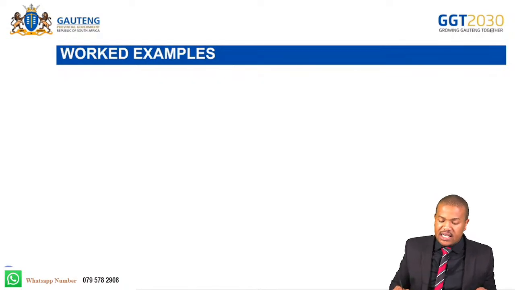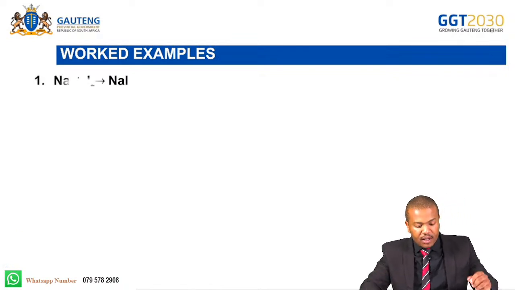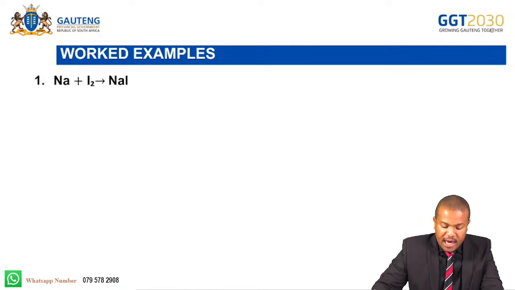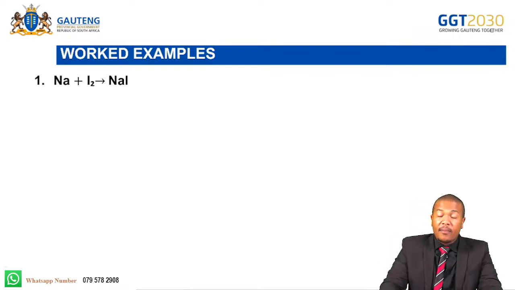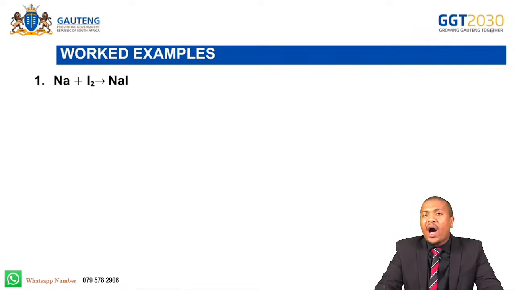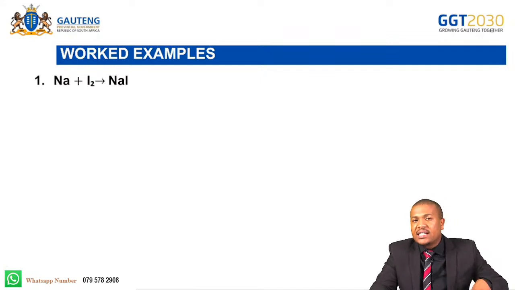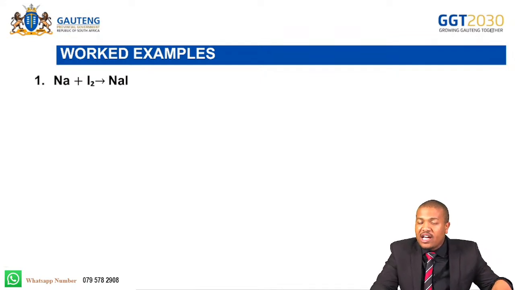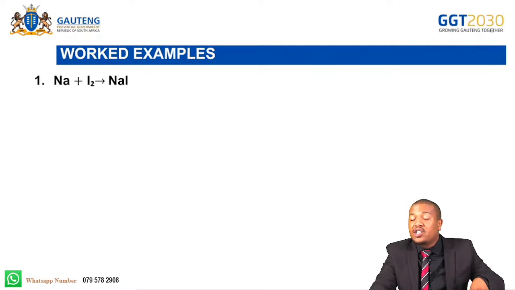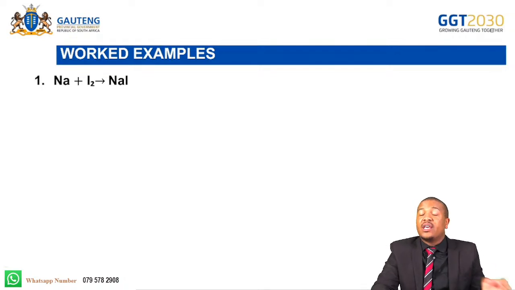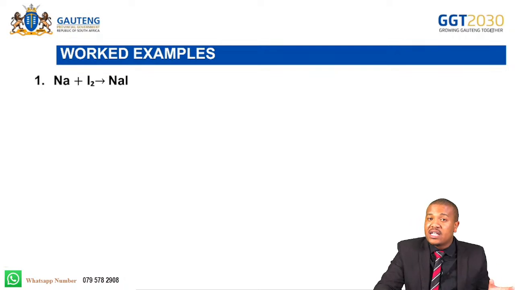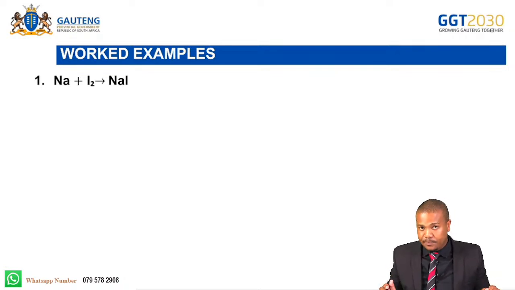So let's look at some worked examples. We have Na plus I2 to form NaI. So why do we say that this one is not balanced? We said that a balanced chemical equation needs to have the same number and type of atoms on either side, that is, the reactant side and the product side.